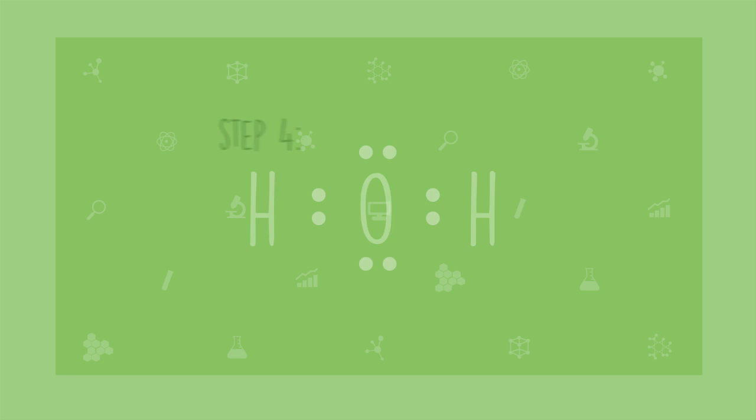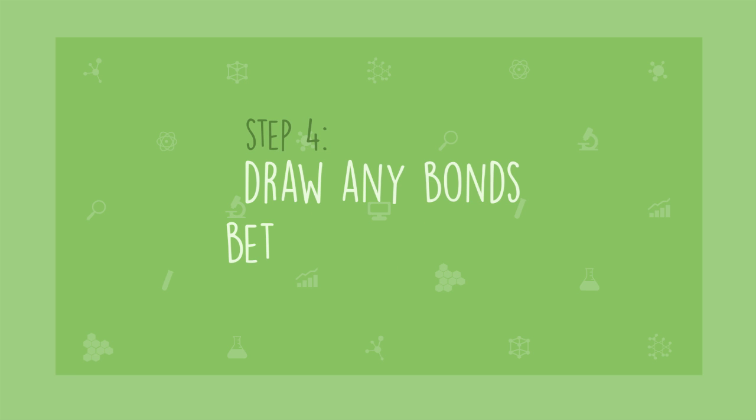The last step, step 4, is to draw any bonds between atoms. We can see that 2 pairs of electrons are being shared between the oxygen and the hydrogen atoms. This means that a single covalent bond exists between each hydrogen atom and the oxygen atom. 1 pair of electrons equals 1 bond, and we represent these bonds with a single line instead of the 2 dots.